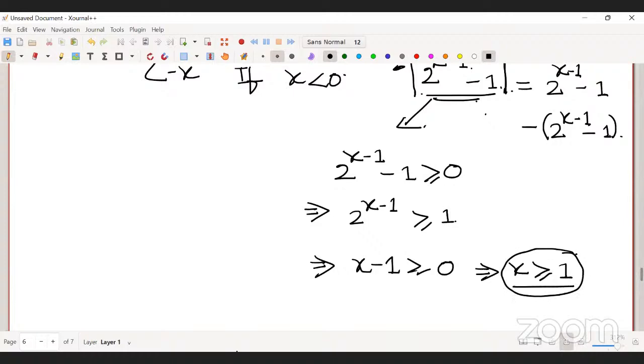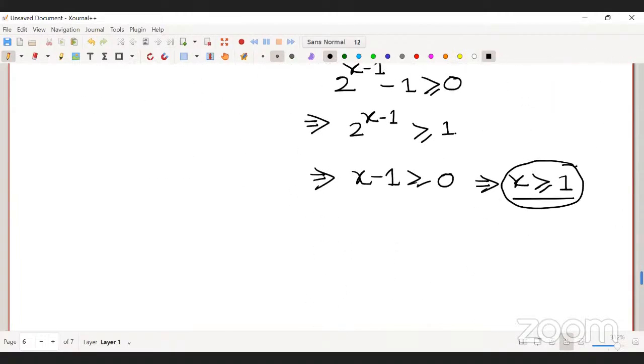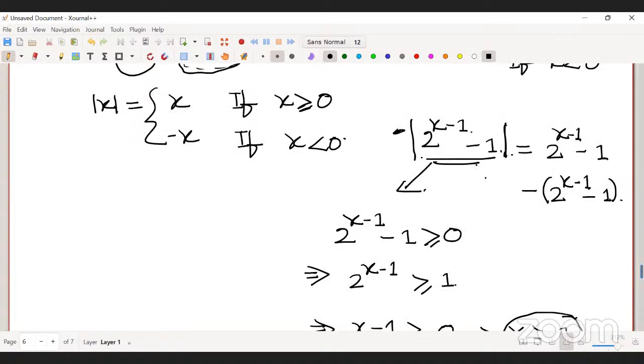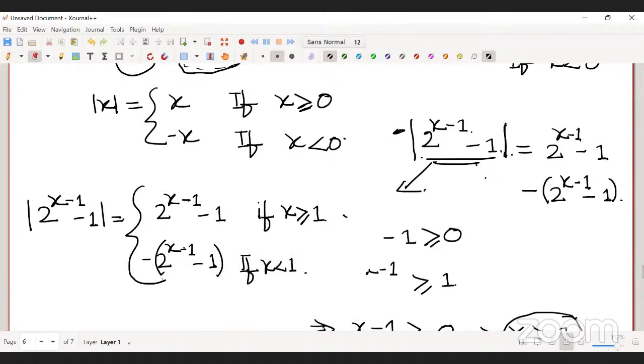So for this region, this function is positive, right? Yes, sir. And if x is less than 1, this function is negative, right? So now I know how to write this function. This modulus of x minus 1 minus 1 is 2x minus 1 minus 1 if x is greater than or equal to 1, and minus of 2x minus 1 minus 1 if x is less than 1. So now I know everything.